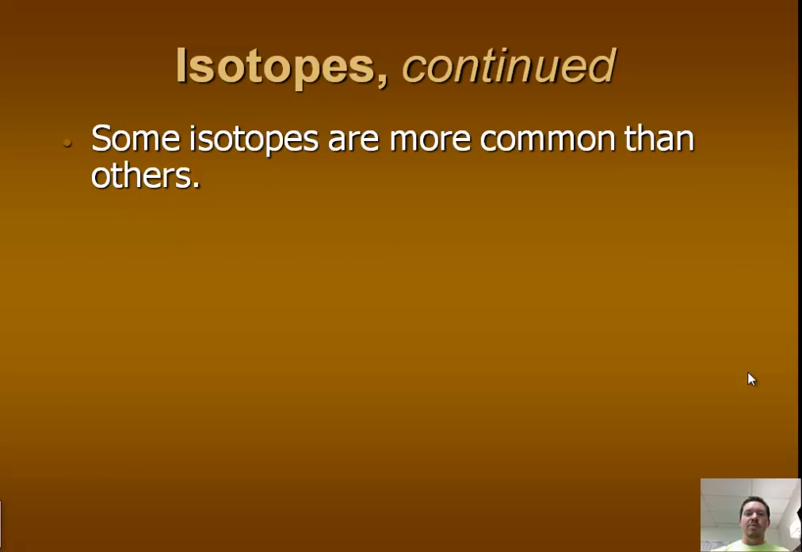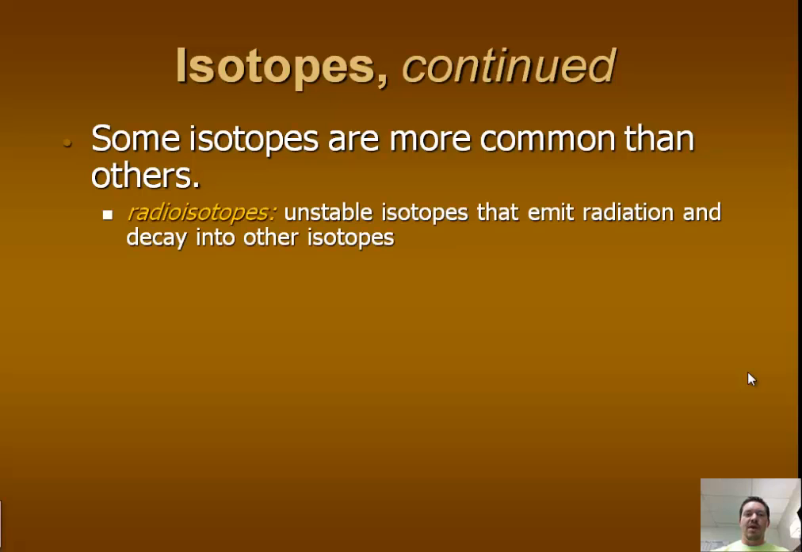Some isotopes are more common than others. We have something called a radioisotope, and these are unstable isotopes that emit radiation and decay into other isotopes.